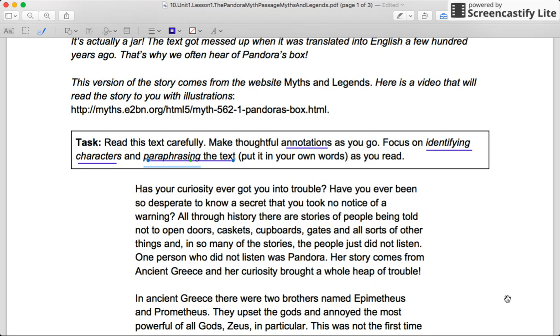So this paragraph seems to be just kind of introducing the Pandora story. I guess I'll write that down. That'll be helpful. About curiosity, really, and how it goes wrong. I'm getting that how it goes wrong from this. Her curiosity brought a whole heap of trouble, right? That seems like her curiosity went wrong. So that seems pretty straightforward.